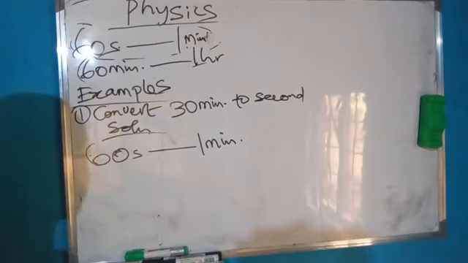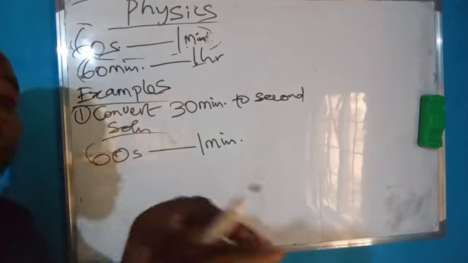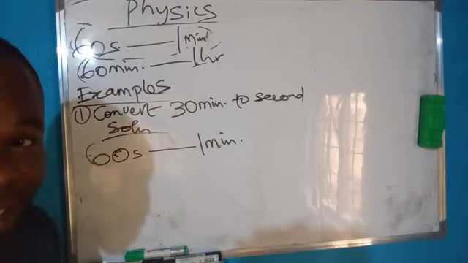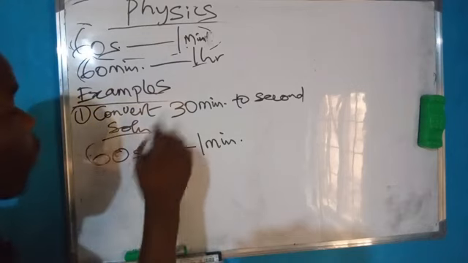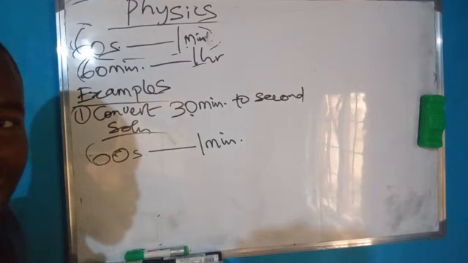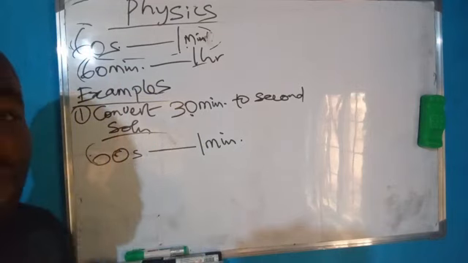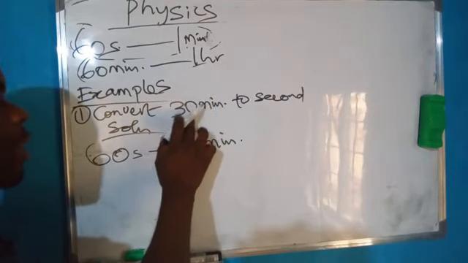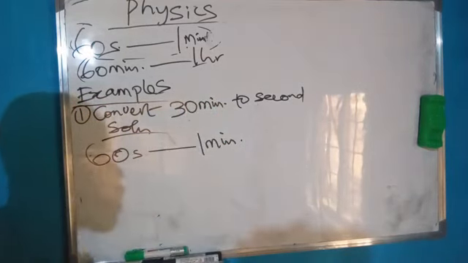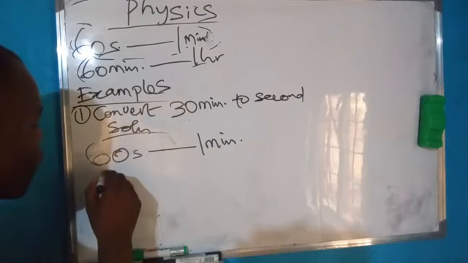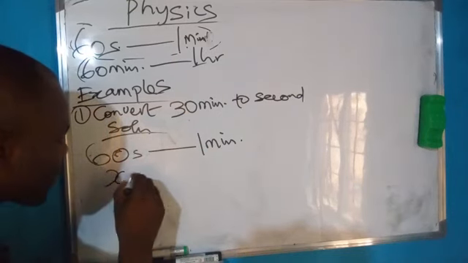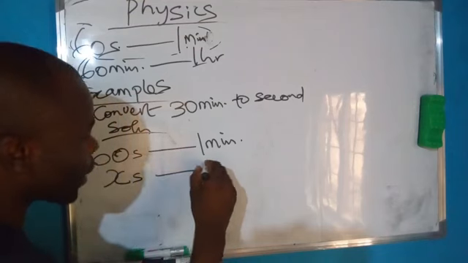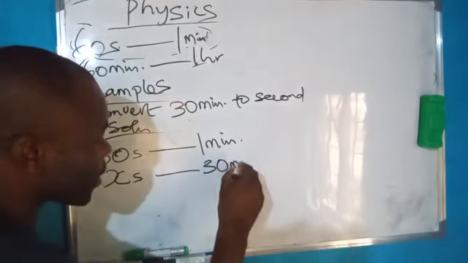Now, the unknown second, the second that you have not known, which is what you are asked to find, you make it x seconds, will give you this 30 minutes. You don't know the number of seconds, but all you know is that you have 30 minutes. And this 30 minutes is meant to give you that second, but you have not known the second there. So you just write unknown seconds, x seconds, will give you 30 minutes.